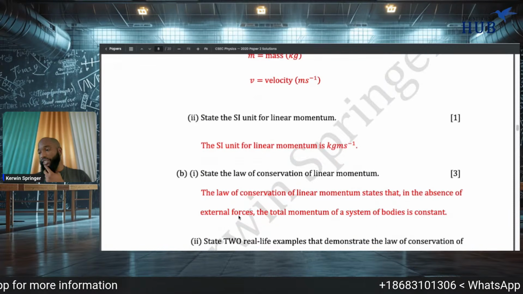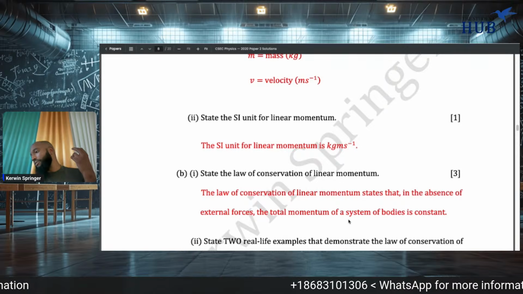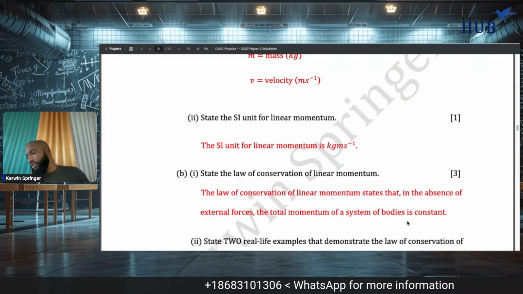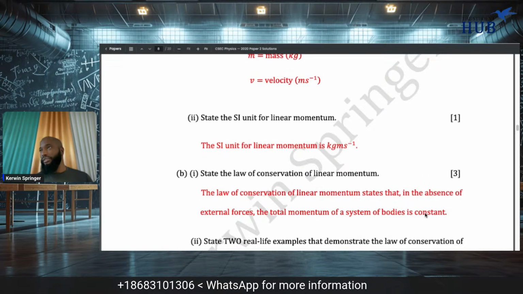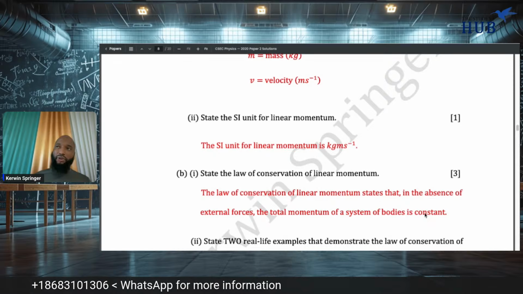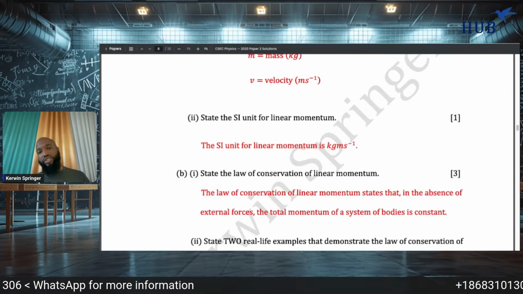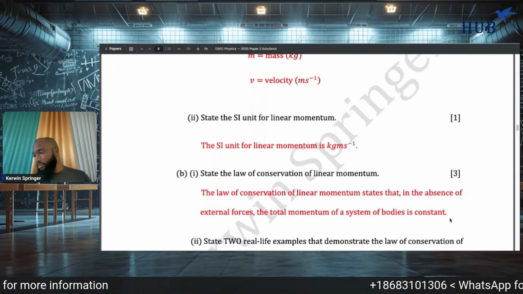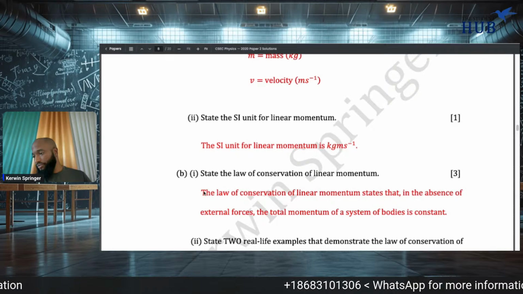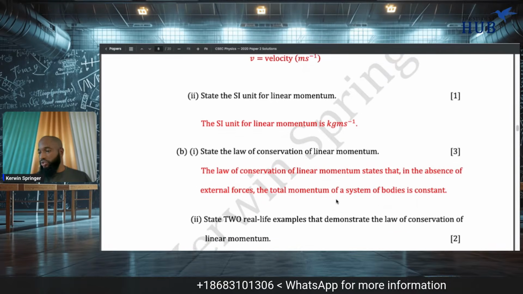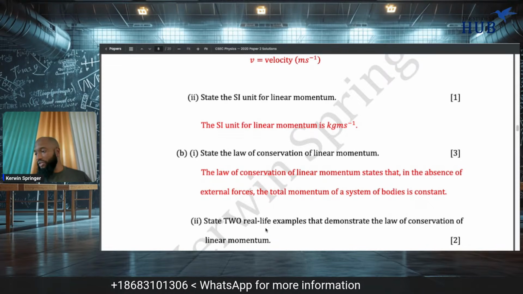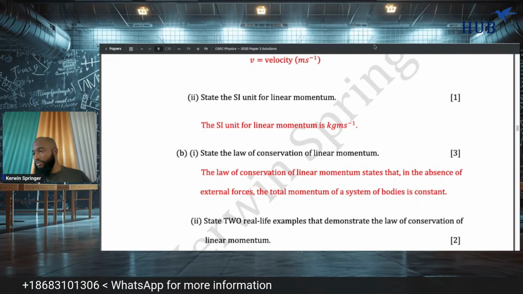In the absence of external forces, the total momentum of a system of bodies is constant. So this is one way of stating it. Maybe you know it: total momentum before collision is equal to total momentum after collision. That should work. But this is a more complete definition. State 2 real-life examples that demonstrate the law of conservation of linear momentum.